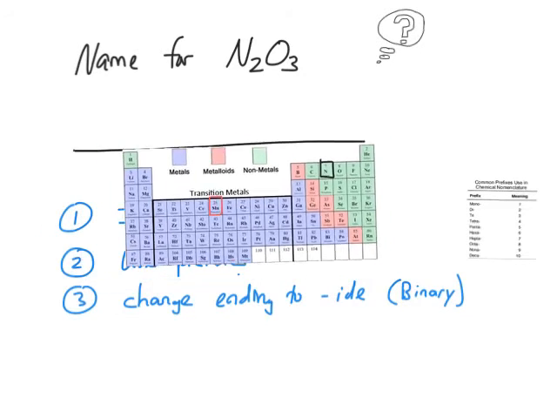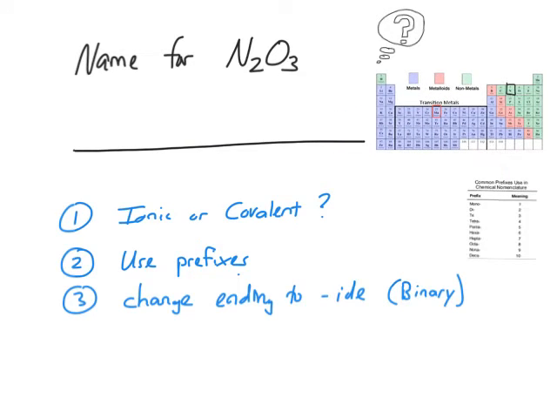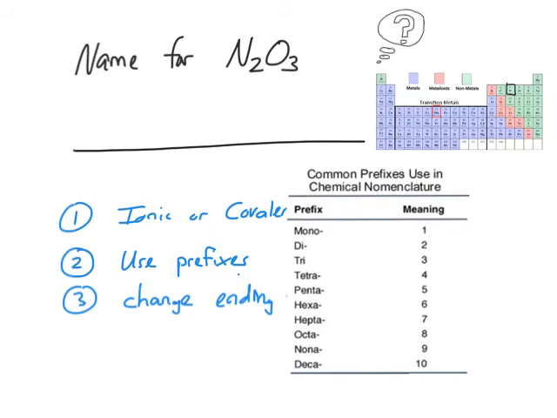Because nitrogen is a nonmetal, that is a big clue that we're dealing with a covalent compound. To name a covalent compound, we'll write the name of the element using prefixes. So when you look at the common prefixes, like mono, di, tri, tetra, penta, all the way to deca for 10, we're going to use that to write down how many atoms there are in this compound.